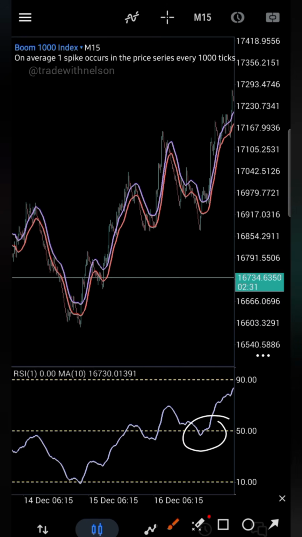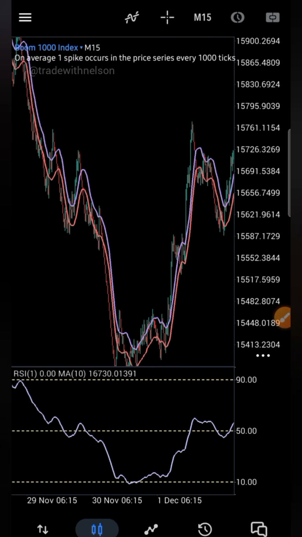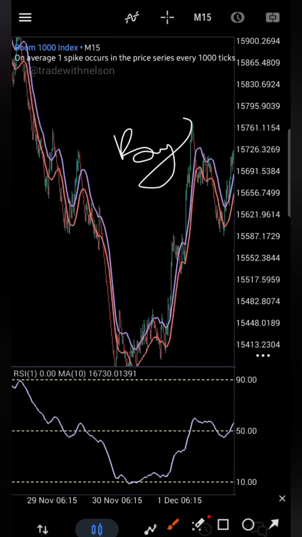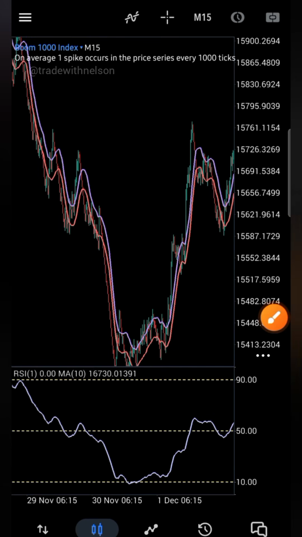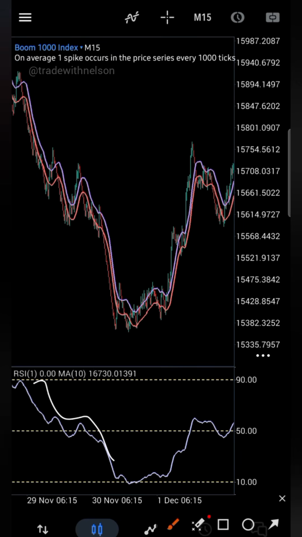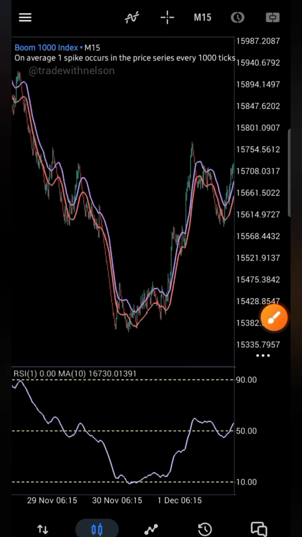You can look to cash trades at the 50 level, you can look to cash trades at the 10 level, but I will advise you focus more on the 10 level and the 90 level to cash your trades. This is a buy example over here. First thing you want to see is the market rallies to the downside. You can see this is a change in trend, enters into the 10 level. This is the 10 level.